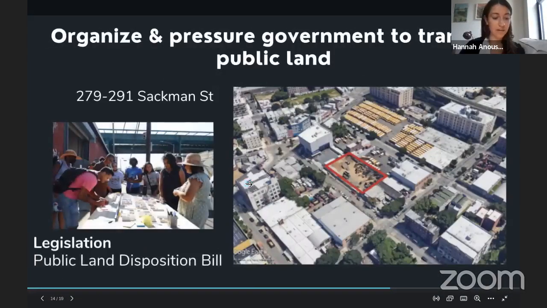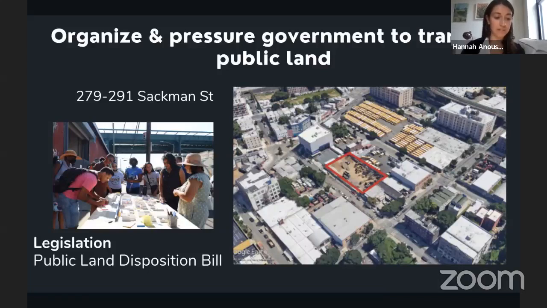And then the final strategy is to organize and pressure government to transfer public property. So, the East New York CLT went out and surveyed all of the city-owned, underutilized vacant land across East New York. And we found that there were 255 pieces of land. And we narrowed that list down to 10 sites that we think are really viable for community ownership and development.